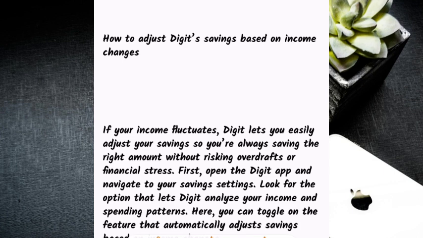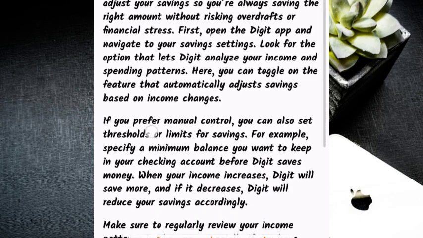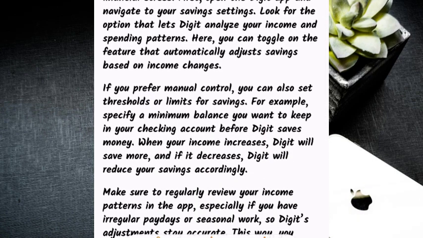First, open the Digit app and navigate to your savings settings. Look for the option that lets Digit analyze your income and spending patterns. Here you can toggle on the feature that automatically adjusts savings based on income changes. If you prefer manual control, you can also set thresholds or limits for savings.